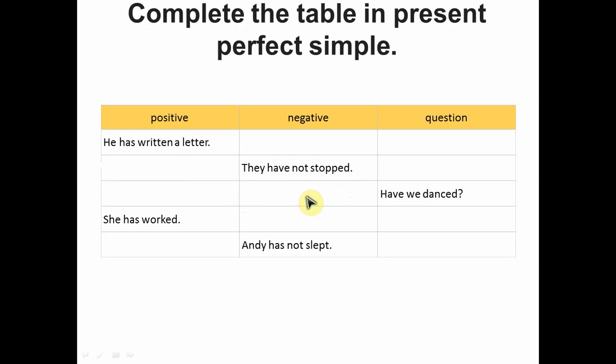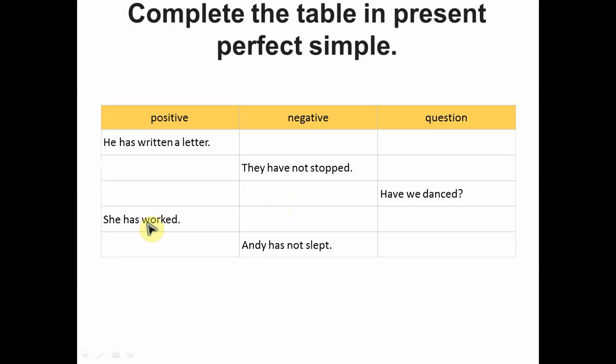Great. Let's make the next one. Here we have a question. Have we danced? Can we make it as a positive sentence? Yeah, excellent. We have danced. Okay, make it as a negative one. We haven't danced, or we have not danced. Excellent. Great job. Let's make the next one.